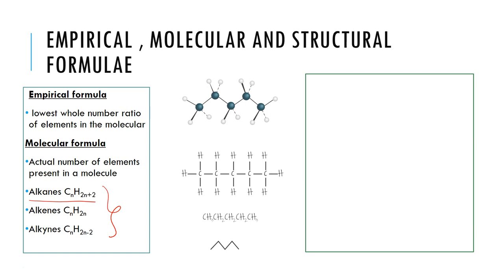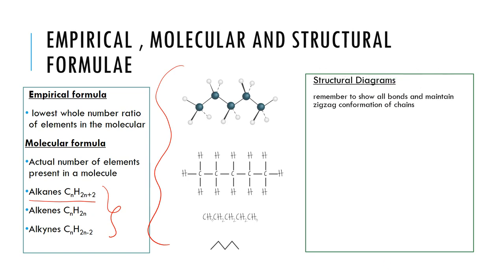Okay, the other thing to remember is that we always have different ways of representing molecules. You will see them represented in a number of different ways in your papers and in your textbooks, but in your exams you are expected to do particular forms. So for your structural diagrams, if it asks you to draw a structural diagram, you should always remember to show all bonds. You can't leave off any hydrogens or anything like that. You'll lose marks. And you need to show the zigzag conformation.